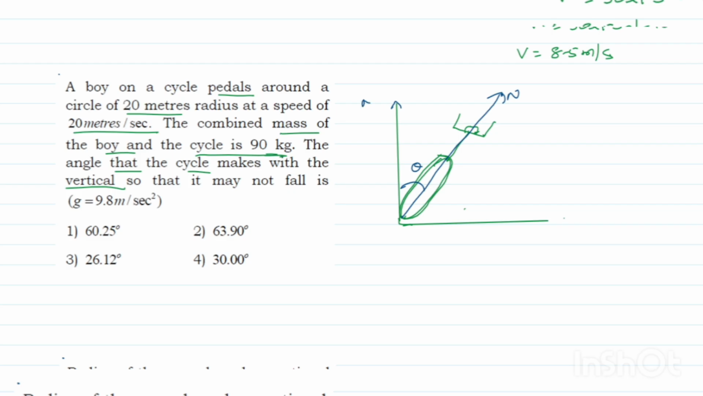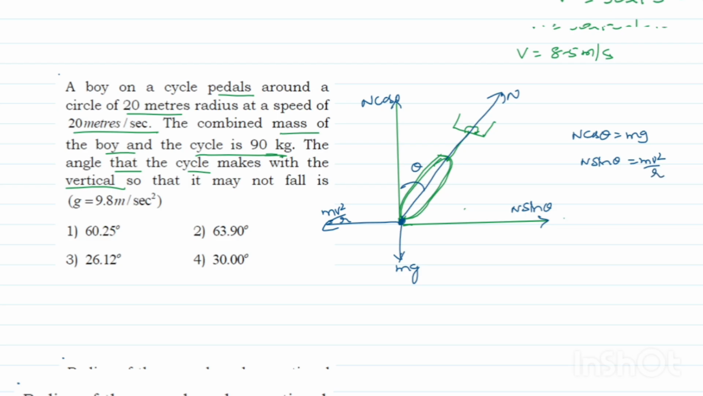So the normal, when making an angle, gives N cos theta, and perpendicular to this, N sin theta. At the point of contact of the cycle wheel, weight is acting downwards, and there is an outward force mv square by r. When simplifying, N cos theta is balanced by mg, and N sin theta is balanced by mv square by r.